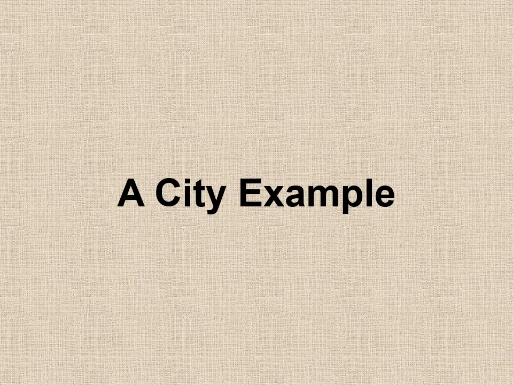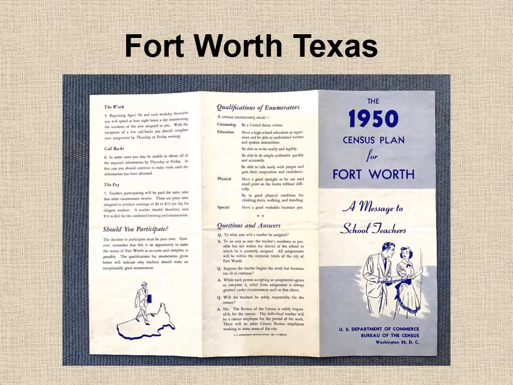Let's look at a city example. And basically the steps are pretty much the same. In fact, there's one less step. So I chose Fort Worth, Texas, which had an experimental program that tried to get school teachers to do the census. They thought they could do it during their spring break, and it would improve the quality of the 1950 census. And because of that, they split a large number of EDs in Fort Worth. Probably half of them are split.